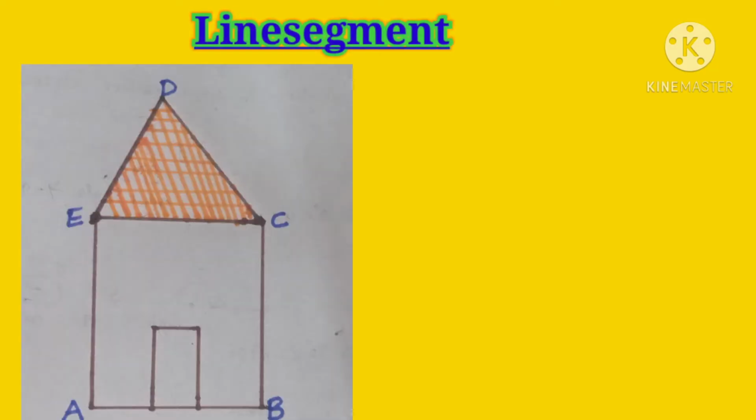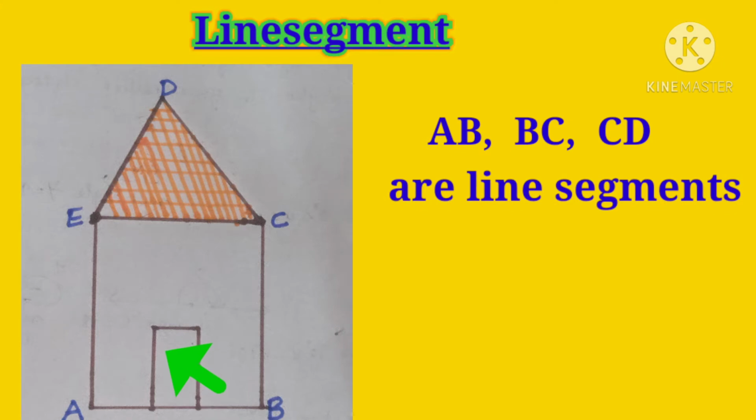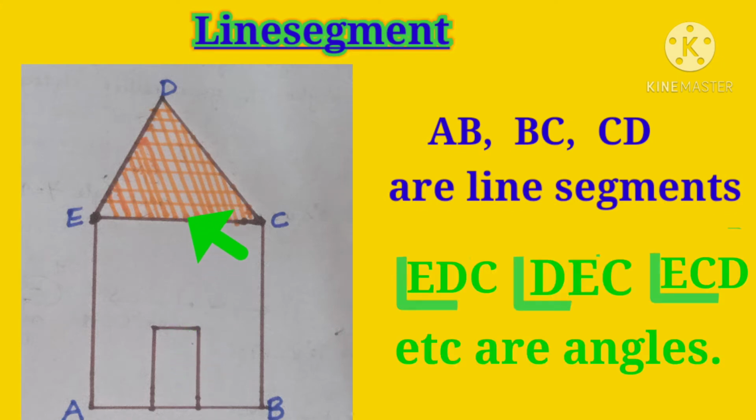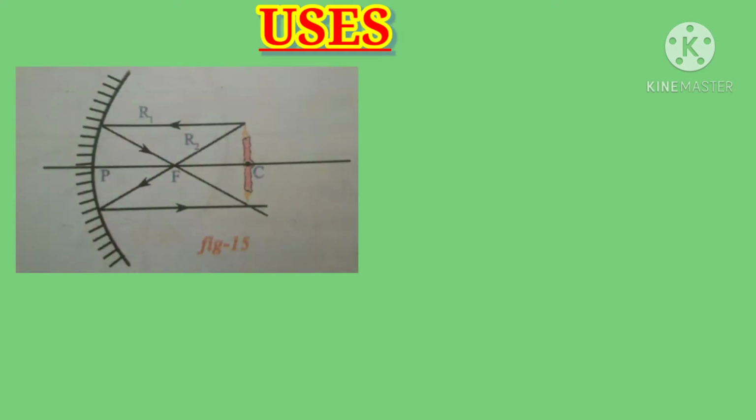Let us start our discussion on line segment. In this figure, AB, BC, CD are the examples of line segments, whereas angle EDC, angle DEC, angle ECD are angles.